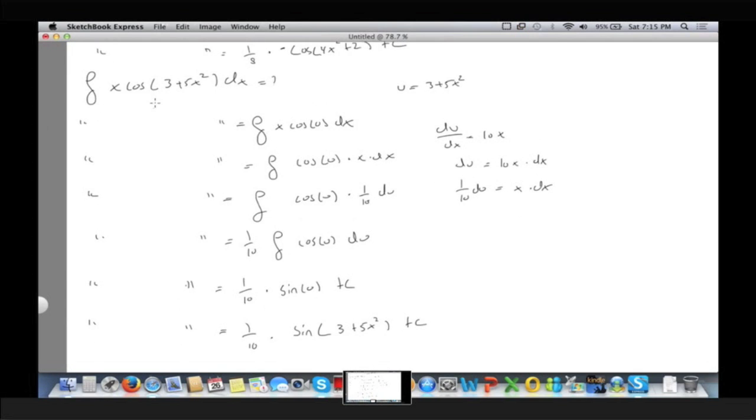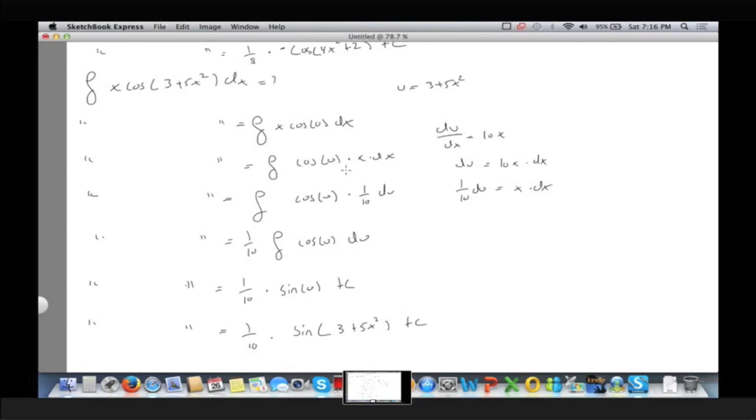Okay, so we couldn't find the antiderivative directly, so we use substitution. And we set this to u, as the derivative is a constant multiple of x. Good. That's a good substitution because the derivative of 3 plus 5x squared is 10x. And that derivative does appear as x in the integral, aside from the constant multiple. Good.